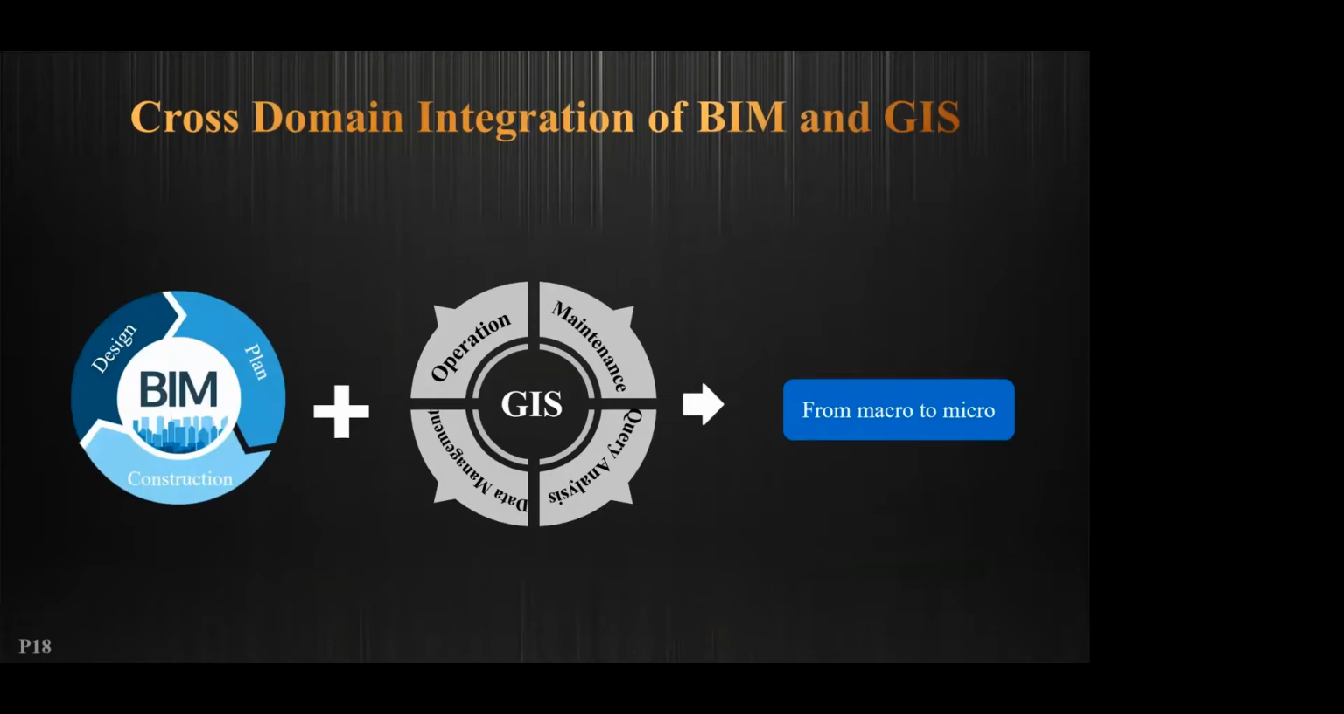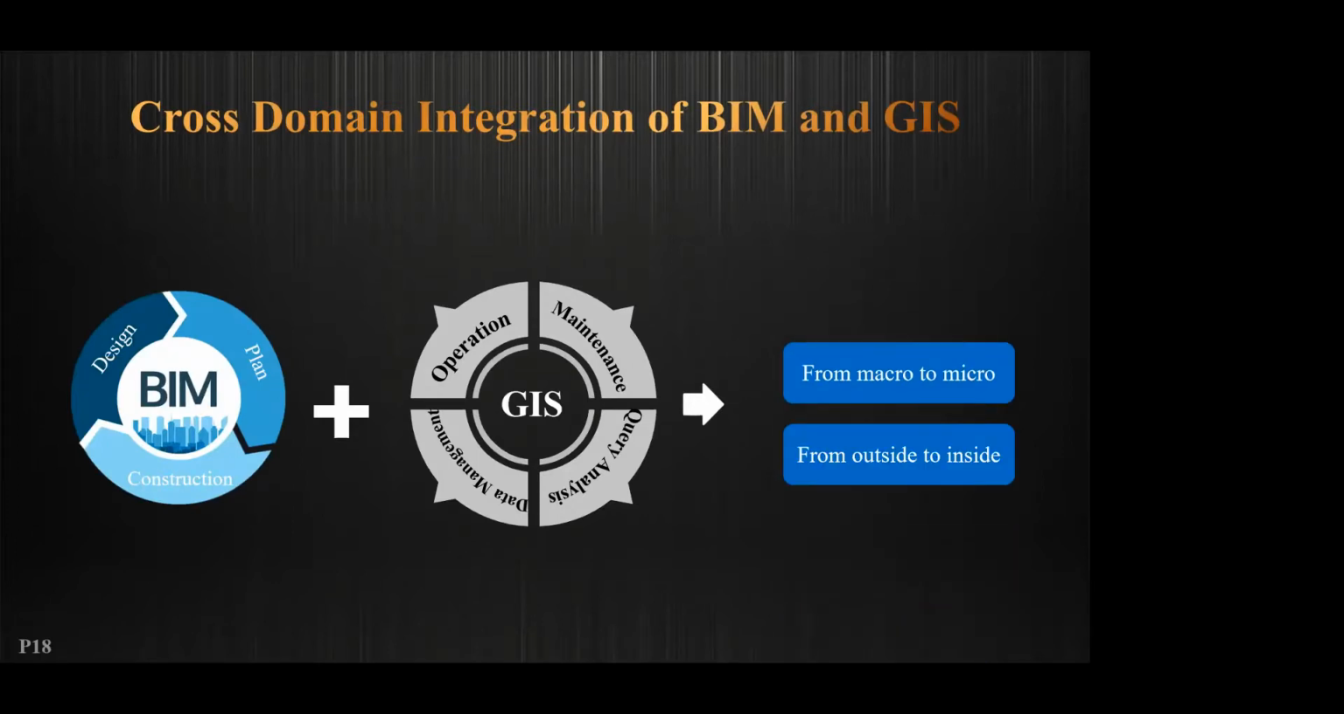As I mentioned earlier, BIM needs to cover the whole life cycle of a building from construction to removal, or maybe from design to removal. So BIM software can play an important role in the design, plan, and construction stages, but GIS can help a lot in the operation and maintenance, query analysis, or data management stages of a building. So that means from macro to micro and from outside to inside.